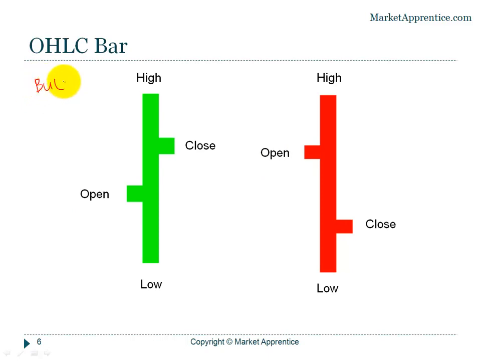The bar in front of you is what we call a bull bar, an up bar, or a buyer bar. The bar on the right is what we call a bear bar, a down bar, or traditionally a seller's bar.